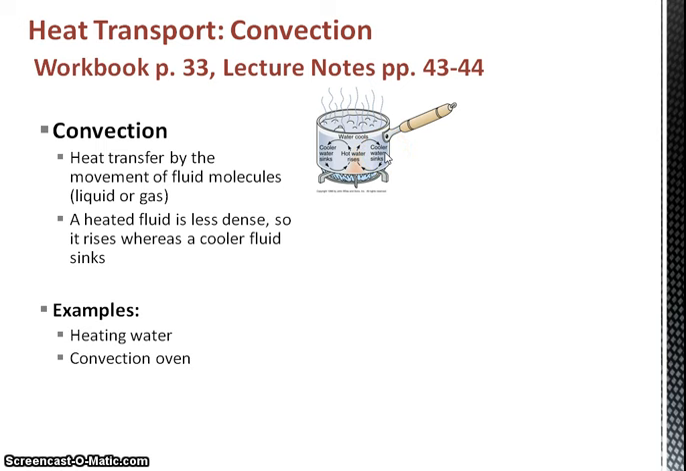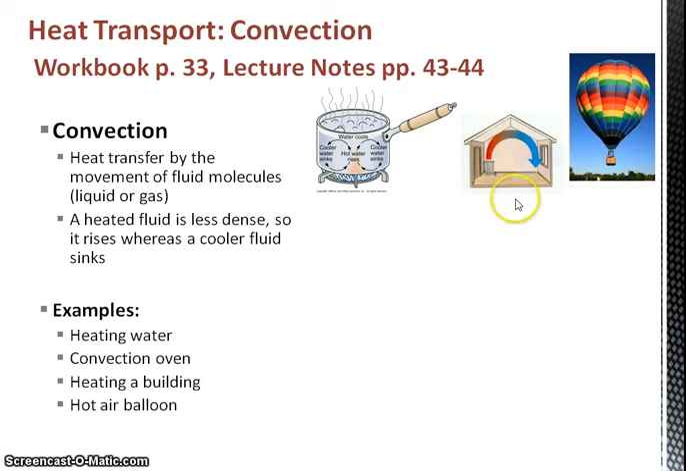Convection ovens kind of operate in this idea with air. And if you're heating a building, oftentimes the radiator will heat up the air particles around it, and then those will rise up. So if you live on the top floor of an apartment building, it's oftentimes warmer than the lower floors, and cooler air will sink, so you get this convection going on there too.